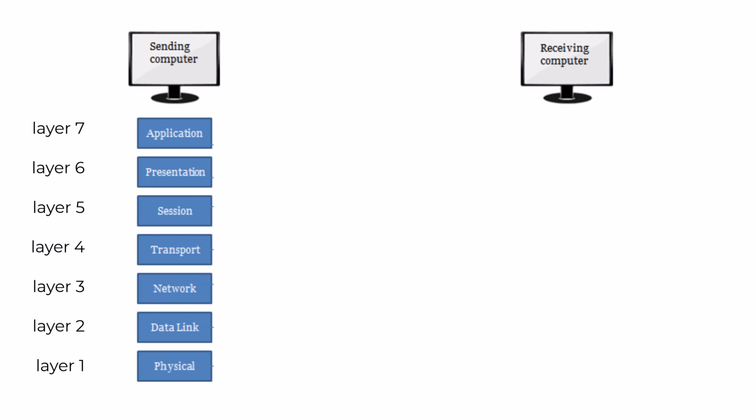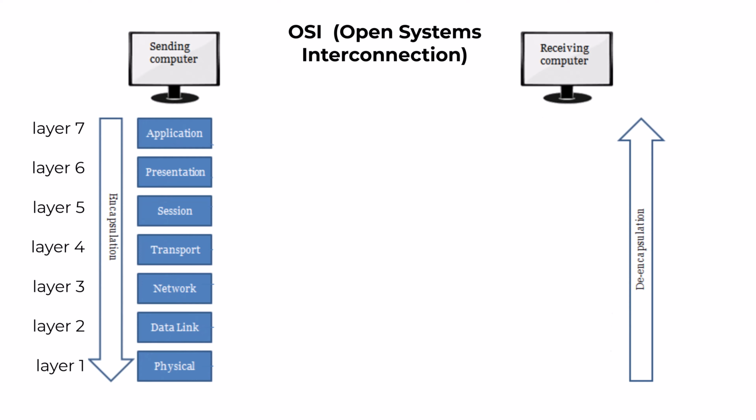OSI stands for Open Systems Interconnection, and it's a framework that breaks down the process of network communication into 7 distinct layers. Think of it like a blueprint. It standardizes how devices like your phone, computer or router talk to each other, no matter who made them. Each layer has a specific job, and together they make sure that data gets from point A to point B smoothly. Now let's talk about 2 big ideas, encapsulation and decapsulation.